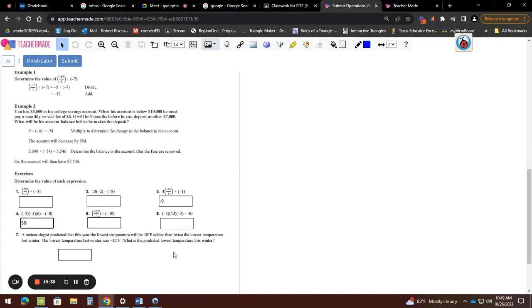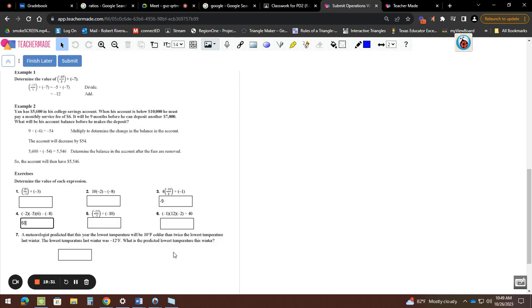Okay. Good job. Okay. Story problems now. It says a meteorologist predicted that this year the lowest temperature will be 10 degrees colder than twice the lowest temperature of last winter. You see how it becomes all complicated already? That's why this guy likes to go one sentence at a time and break it down into the facts.